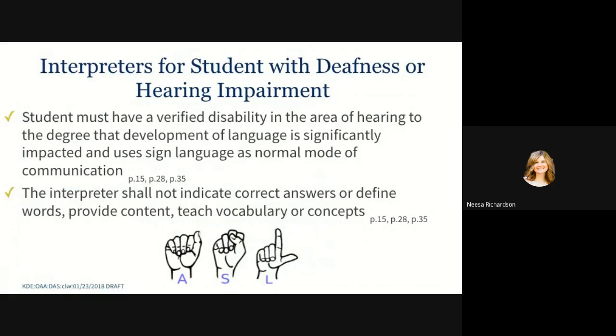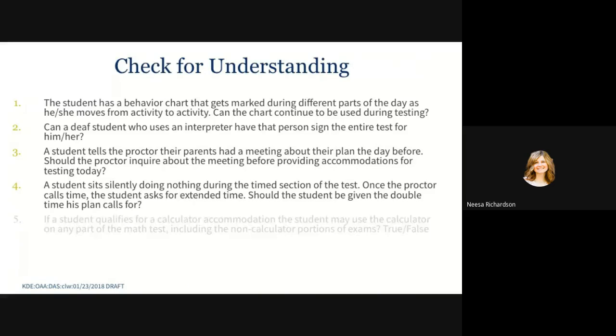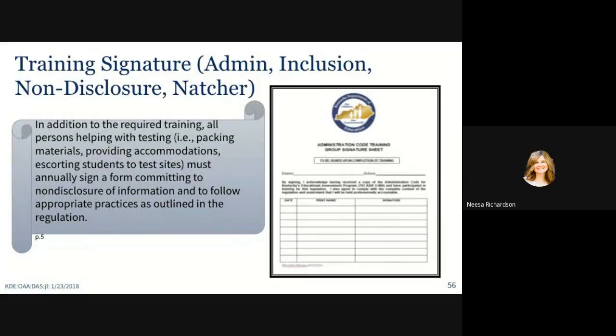We have students who are deaf and hard of hearing, and these students also have the ability to have an interpreter as part of their accommodation. And so if you have a student who is DHH, you can talk to Ms. Stewart or someone on that team who can help you understand what your role is for those students. And I think most of that we have talked about. So that kind of summarizes the two trainings, Administration Code and Inclusion.